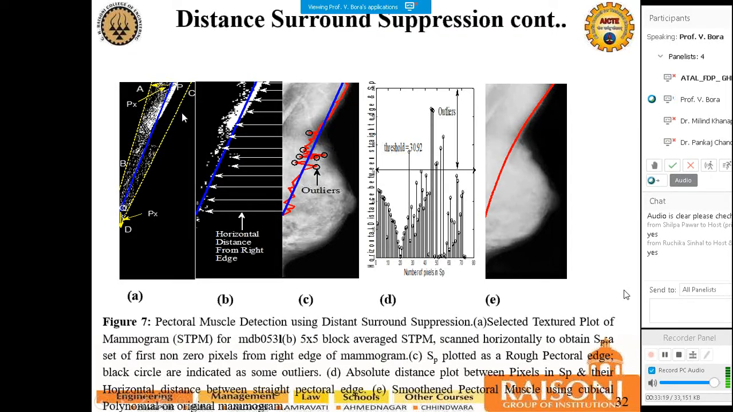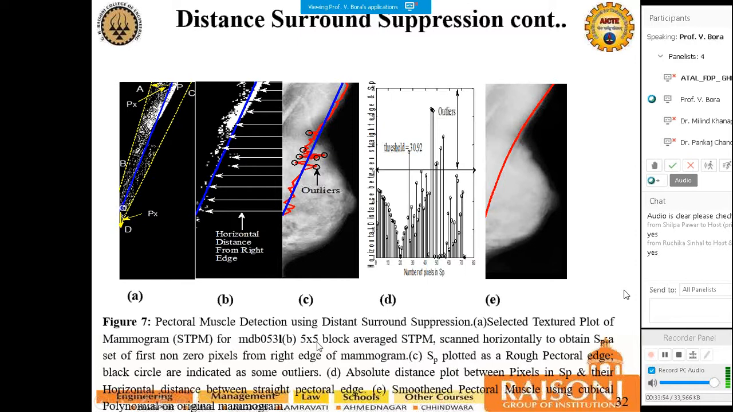Now the next point: this region A, B, C, D is called the selected texture plot of the mammogram, that is STPM. It was selected from the initial image. Don't consider the other area. Just work on this area, because your exact muscle will be in this region only.